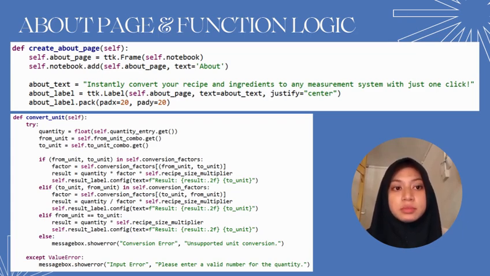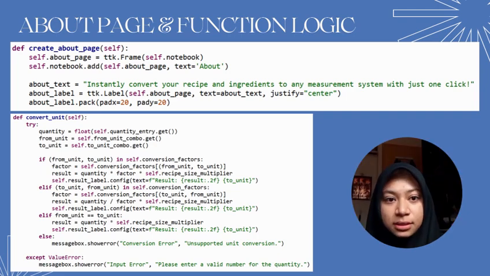The function that is responsible for unit conversion is called convert_unit(). This method allows users to input a quantity and convert it between different measurement units while considering recipe adjustment. So the function takes three key inputs. The first one is quantity, the amount to convert. Next, from_unit, which is the original unit. And lastly, to_unit, which is the target unit. And these values are collected from the user interface entry box and combo box.